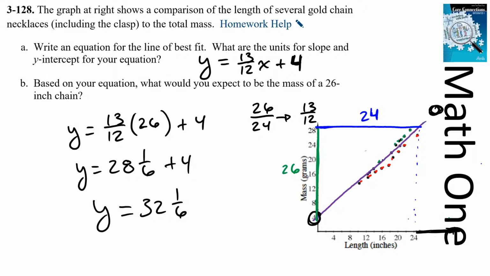So that's kind of a basic look at this whole process of coming up with a least squares regression line by just identifying a line that looks like it's fitting the data well, identifying the rise and the run and the y-intercept, writing the equation of the line, and then coming up with a reasonable equation. And then in this case we plugged in 26 for x to figure out the mass of a 26-inch chain. That's why that went in for x, because we were given the length of it in inches, and we think the mass should be about 32 grams.